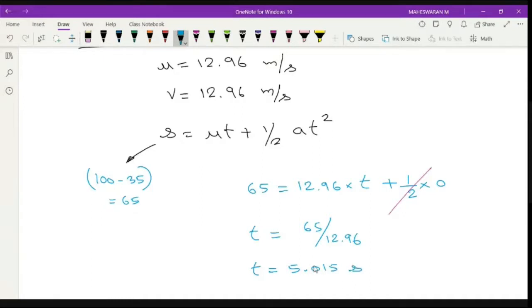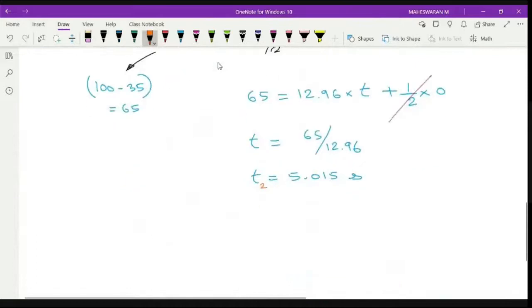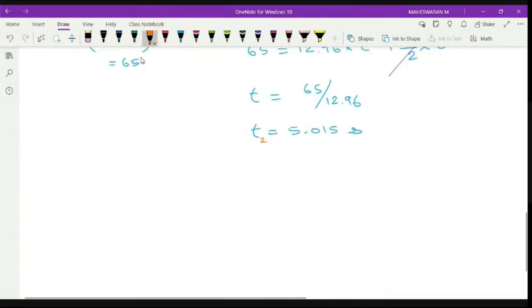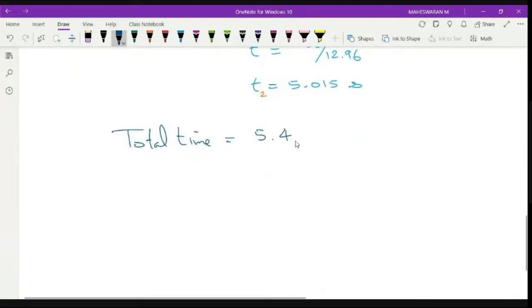5.015 seconds. So let me call this T2 for the second case, and T1 you know, because it is for the first case. For the first 35, you are getting 5.4. So the next 65, you are getting 5.015. So total time taken, I think it is 5.4 plus 5.015, which is 10.415. So what is the total time?